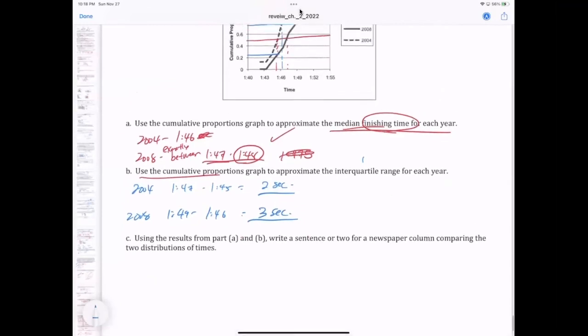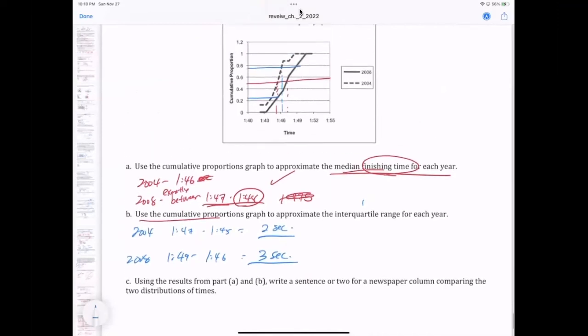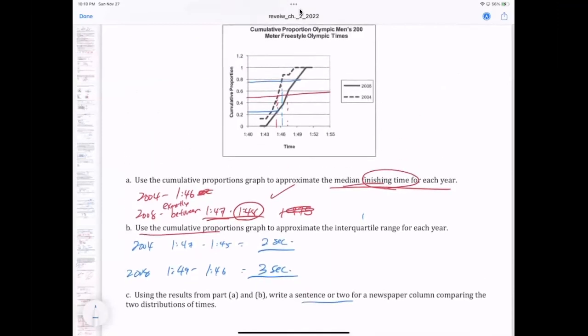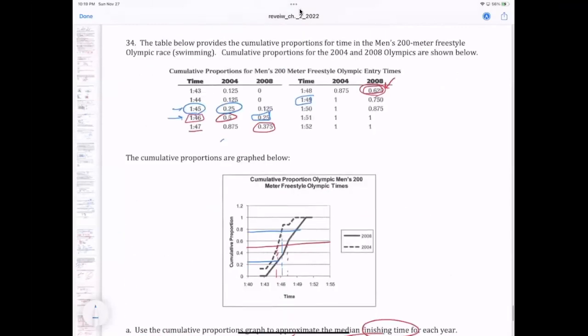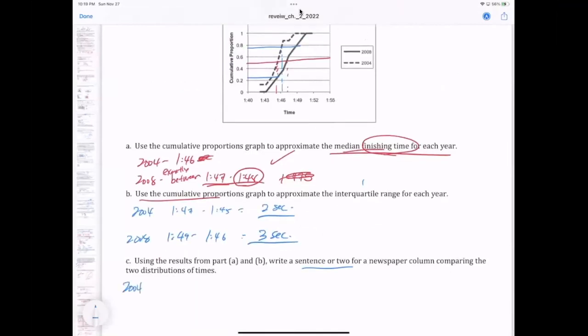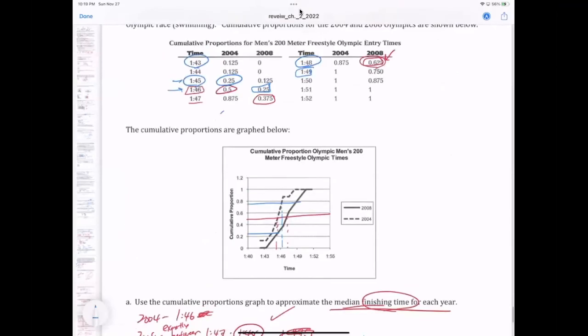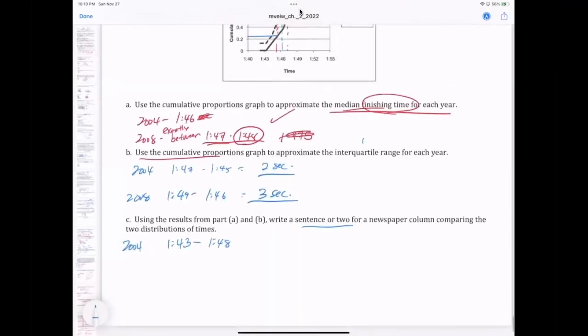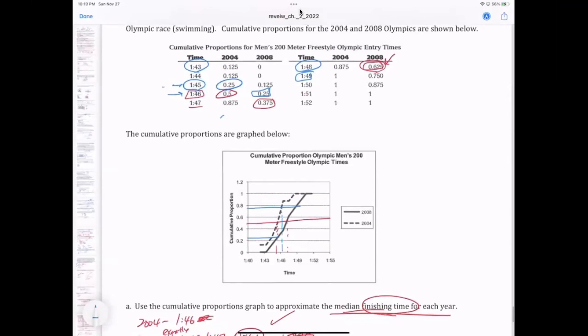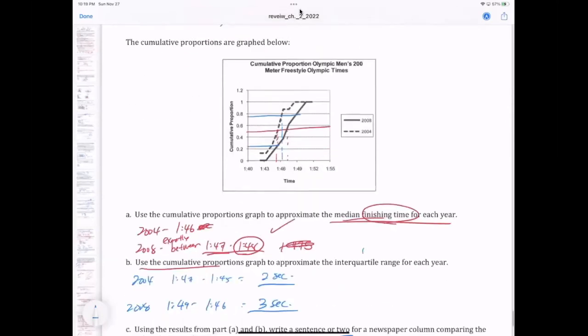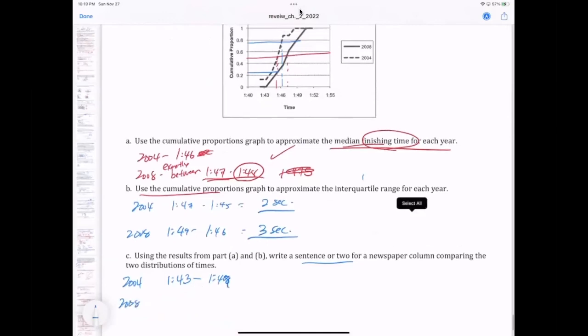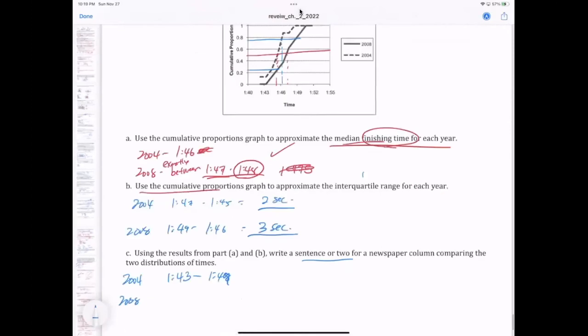Using the results from part A and B, write a sentence or two for a newspaper column comparing the two distributions of times. A sentence or two, I would say basically the spread from 2004 is from 1 minute 43 to 1 minute 48. And for 2008, we start from 1 minute 45 because that's when the probability starts to build up. And then we end at 151. Actually, for 2004, it should be 1 minute and 49 seconds. For 2008, it should be 145 to 151.